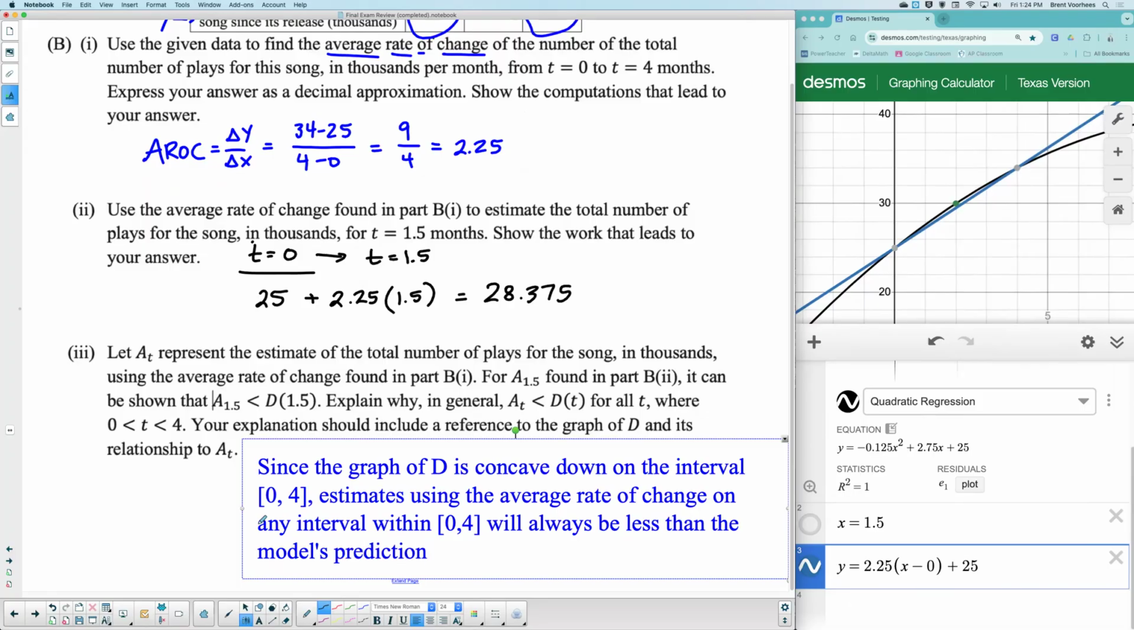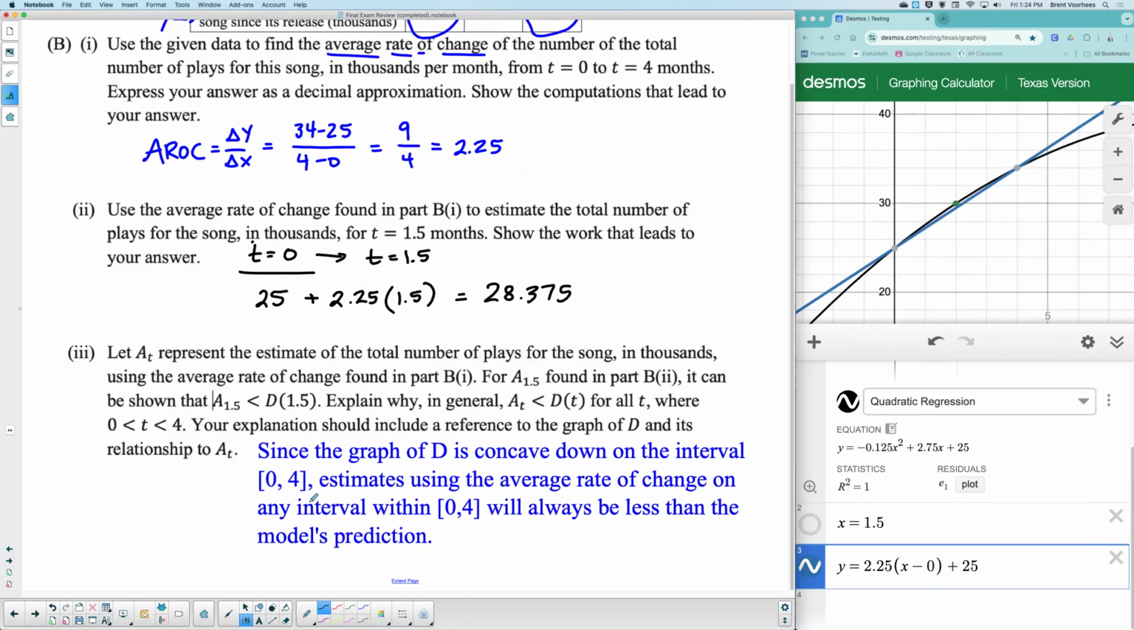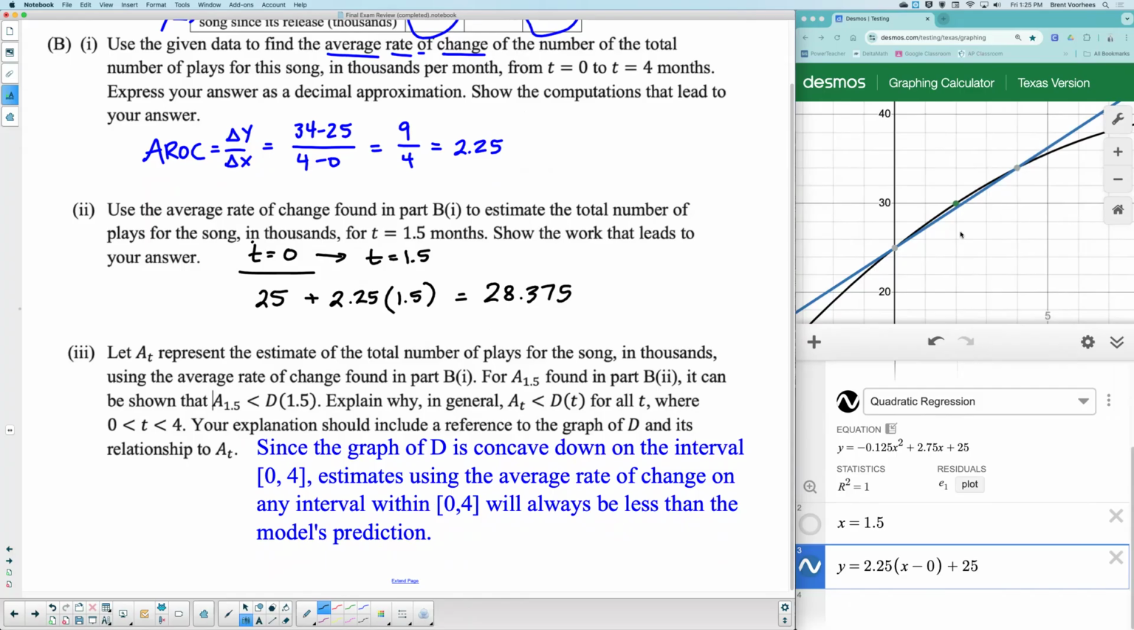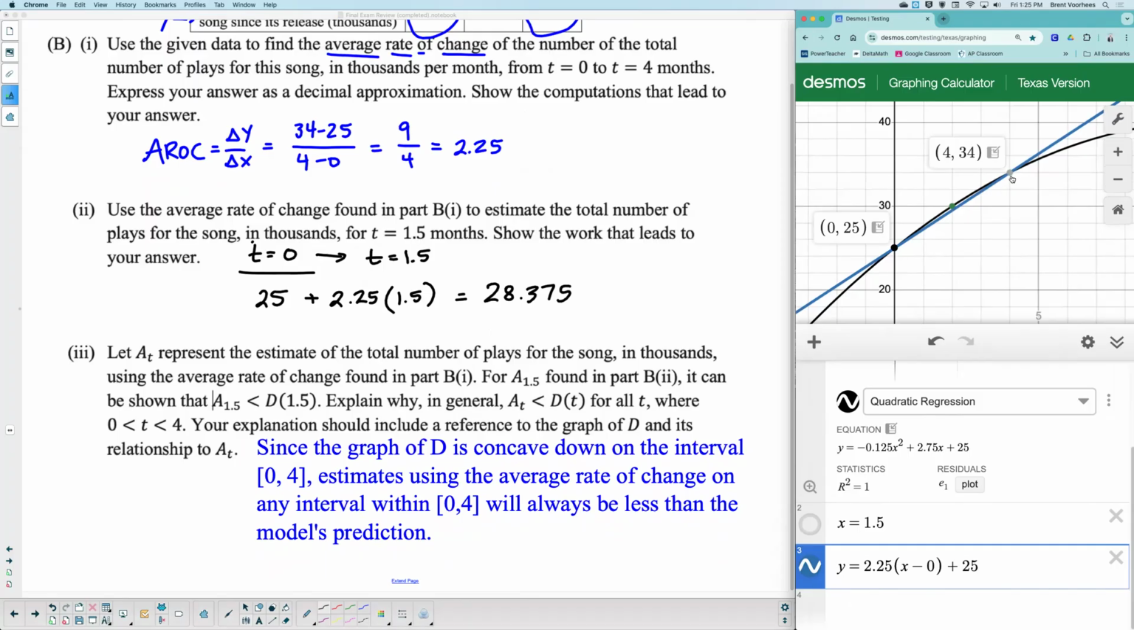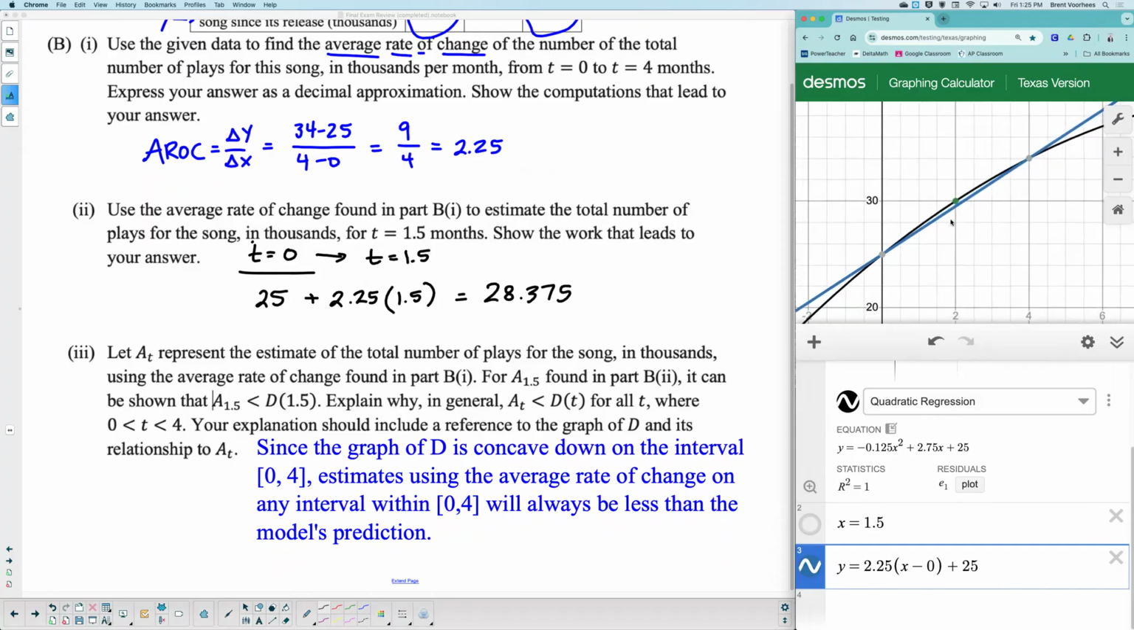Okay, I don't know if I'm making sense to you, so I'll explain it as you write it. Because the model is concave down between the x values of 0 and 4, the model is always above the average rate of change. That's what I was trying to write here. Since D is concave down, any prediction it makes will be greater than the average rate of change's values.